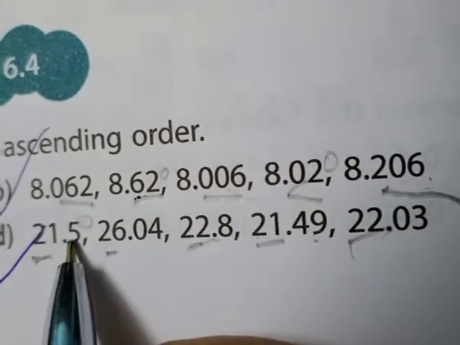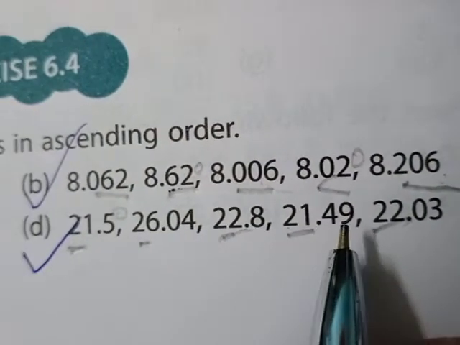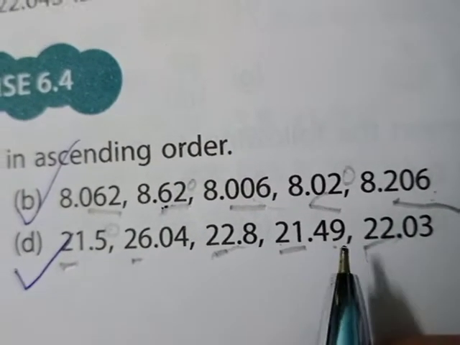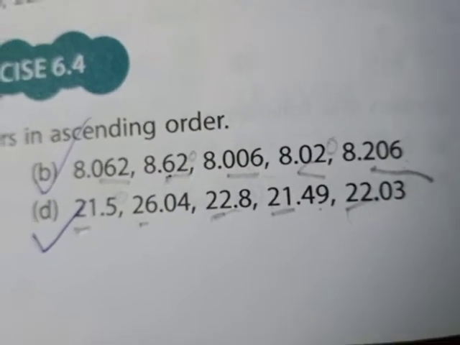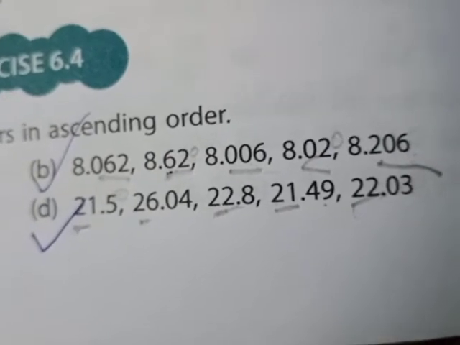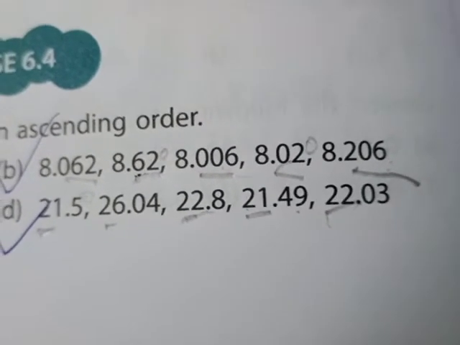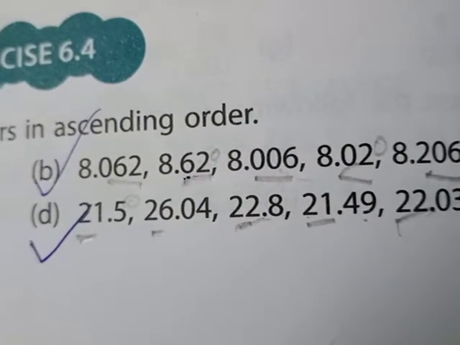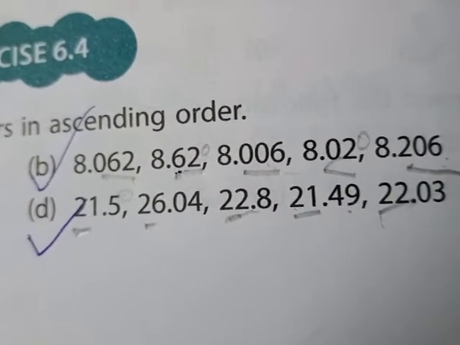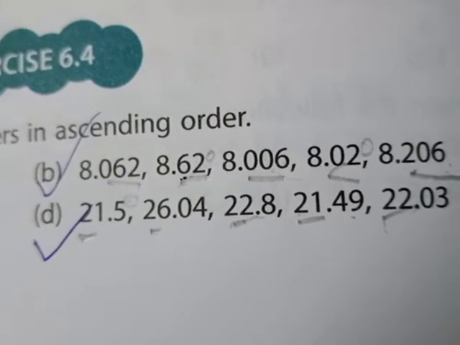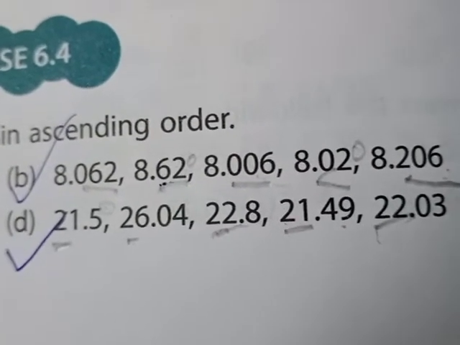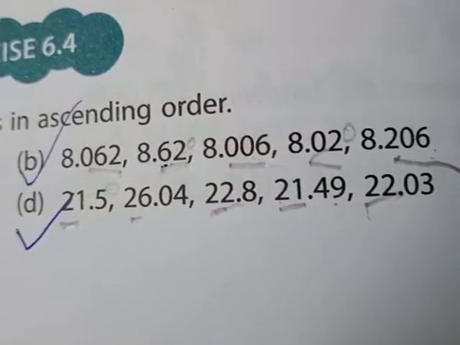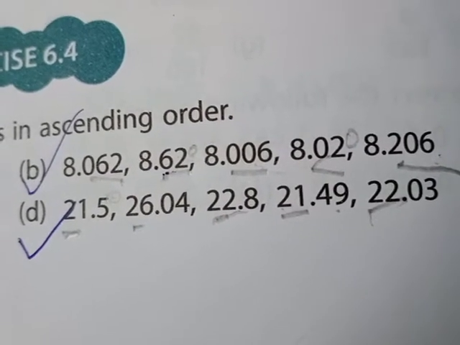Now the decimal part is 5 here and the decimal part is 4 here. So among 5 and 4, which one is the smaller? 4 is the smaller, right? So 21.49 will be written first. Clear? Don't get confused that it is 49 and it is only 5. It is not only 5. When we have 2 digits in the decimal part, then this side also we will have 2 digits in the decimal part. So 21.49, then 21.50.